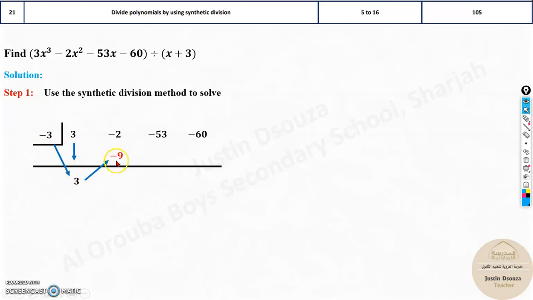Minus 3 times 3 is minus 9. I'll repeat it. Solve this now. Add this. What's the answer you're going to get? Minus 11. Now, whatever the answer is down, you need to multiply this minus 3 with this and write over here. That will be 33 because negative 3 times negative 11 is positive 33.